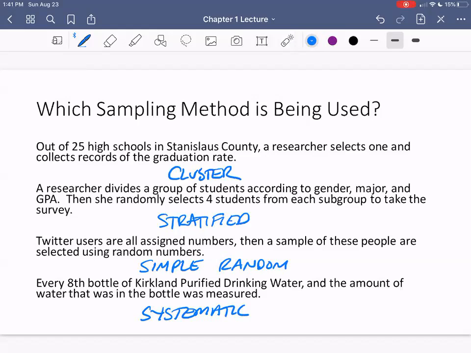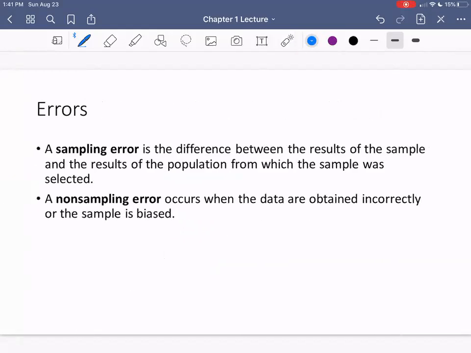Okay, one more thing to cover in this section are errors. There are a couple of things that come up with errors. There's something called a sampling error. So the results of the sample and the results of the population, there's a difference between the two. Okay, and then the non-sampling error occurs when the data is obtained incorrectly or the sample is biased. So basically what it's saying is there's some kind of error inside of the collection. These are just things that happen. Not that you're going to be tested on this heavily. This is just something that I just want to make sure we talk about.